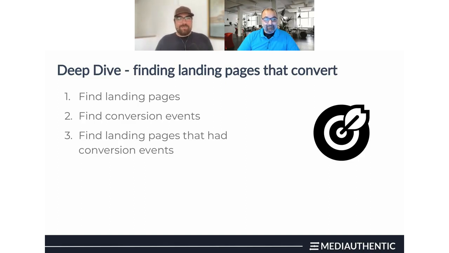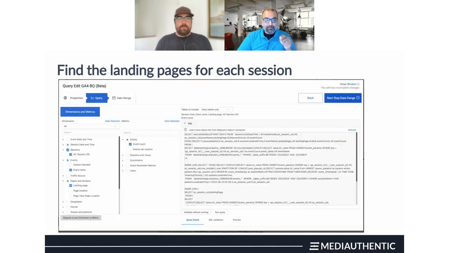Yeah. Cool. So we looked a little bit earlier at how we find a landing page. We find the sessions, we have the session ID in BigQuery. So we find the session IDs, all of them. We find what was the first page view in each of their sessions, and that is our landing page. So next we need to find the conversion events. So which events are conversion events? And then we want to find landing pages that had conversion events. So which landing pages were leading to conversions? So first we're going to find that landing page for each session.